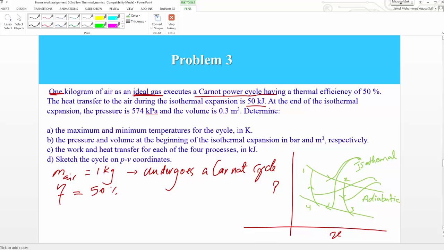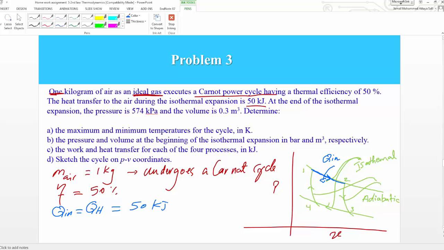Where's the isothermal expansion in this case? The isothermal expansion is process 1 to 2. So this is the isothermal expansion. So it's telling me that Q in, in this case, is 50 kilojoules. So I can write Q in, which is QH, the heat transfer from the high temperature reservoir, that is 50 kilojoules.